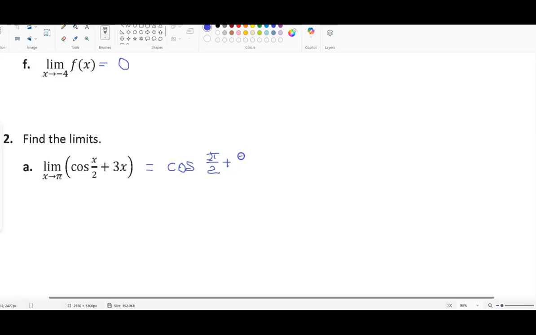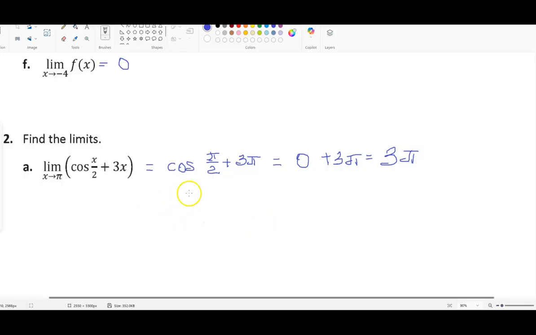Let's see. So we replace x by pi, and what we have is cosine of pi over 2 plus 3 pi. Now the question is, what is cosine pi over 2? Cosine pi over 2 is 0. 0 plus 3 pi leaves you with the answer 3 pi. So the answer to this limit is 3 pi.